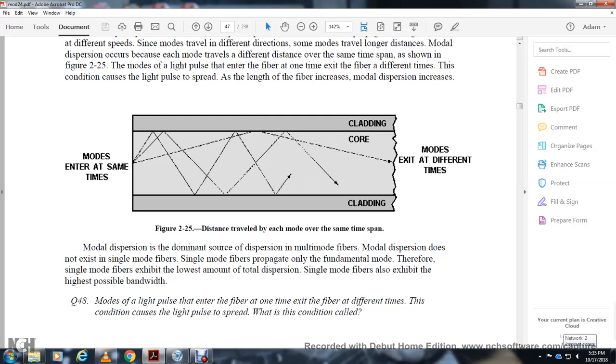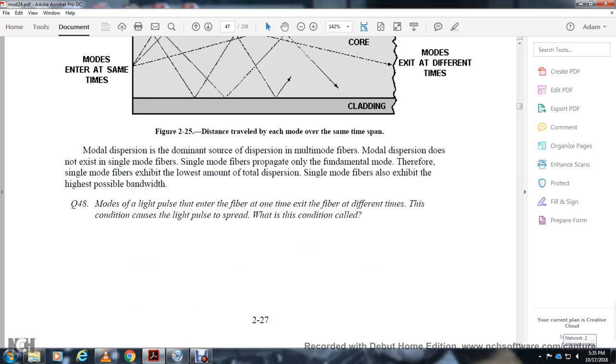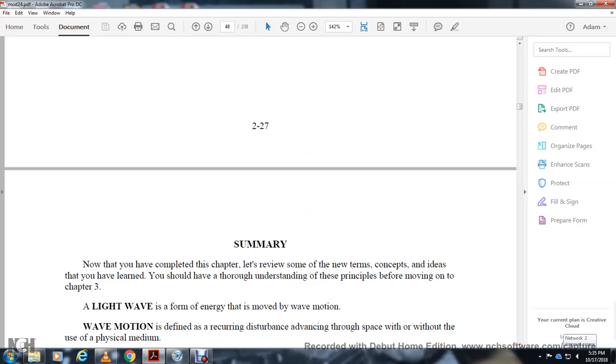The single mode fiber propagates only the fundamental mode, and therefore single mode fibers exhibit the lowest amount of total dispersion. Single mode fibers also exhibit the highest possible bandwidth. Chapter 2 Summary.